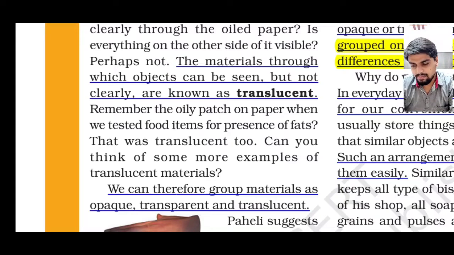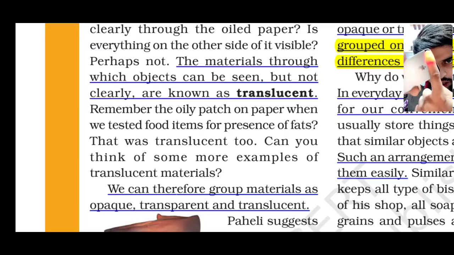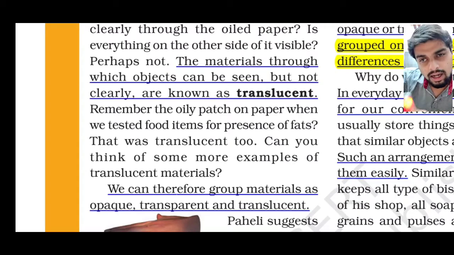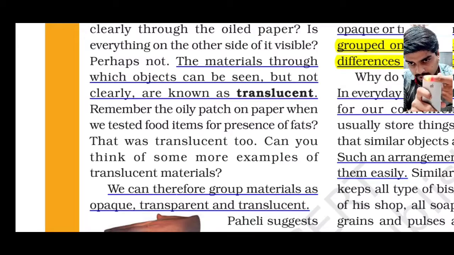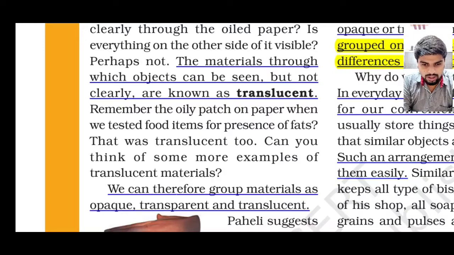Let's take another example. If I put a finger on a torch, can you say whether this finger is opaque, transparent, or translucent? It is translucent. Why? Because we can see the light but not clearly. Such materials are known as translucent. So we can group materials as opaque materials, transparent materials, and translucent materials.